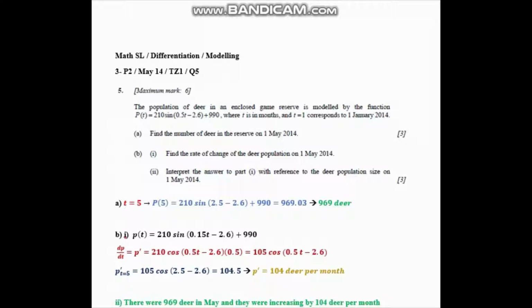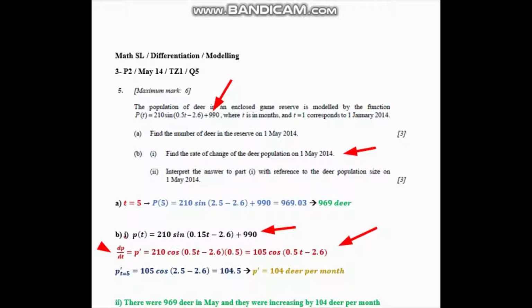We are asked to find the rate of change of the deer population on the 1st of May. So given that this is the function p of t, which I've copied from the question, I can get the rate of change by differentiating this function right there. This is a simple chain rule problem, and the derivative function is given by this red function right there.